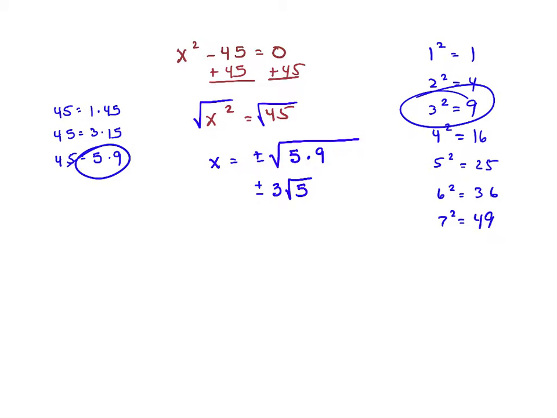Even if we were to graph this problem, we'd get these really ugly decimals because root 5 is irrational, this decimal that never ends. So we just have to leave it as a positive or negative. So x is plus or minus 3 times the square root of 5, this crazy decimal.